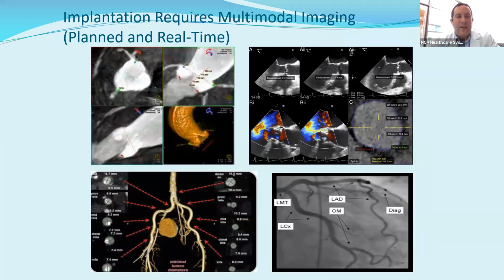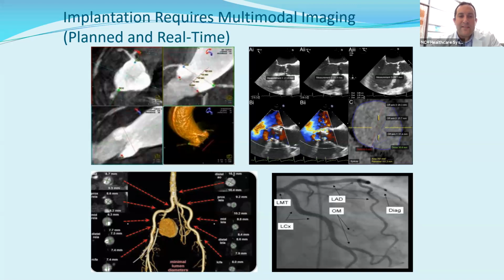As I mentioned, the key to this is imaging. The key to this is preparation. I always tell my patients 90% of this procedure is done before they're ever in the room. It's all about reconstruction of the data and determining where to put the valve and how to get it in there and what size valve is appropriate.